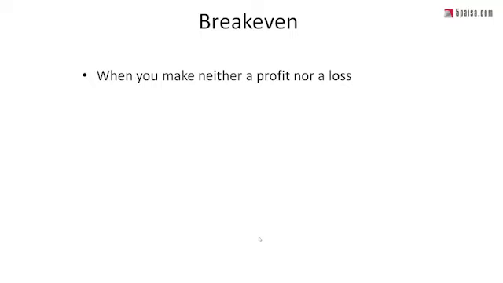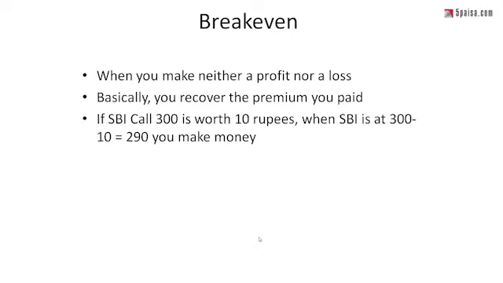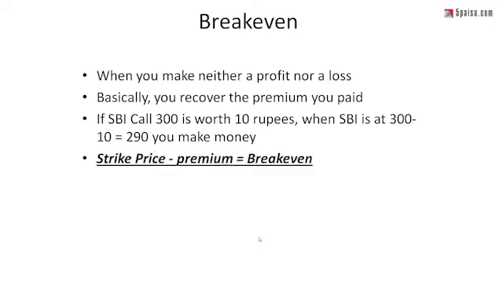Now let us look at the concept of break even. Break even happens when you make neither a profit nor a loss. Basically, you recover the premium you paid. So if SBI 300 put is worth 10 rupees, when SBI is at 300 minus 10, which is 290, you recover the premium. So when do you recover the premium? When the stock price goes below the strike price by the amount of premium. So basically, strike price minus premium becomes the break even for a put option.